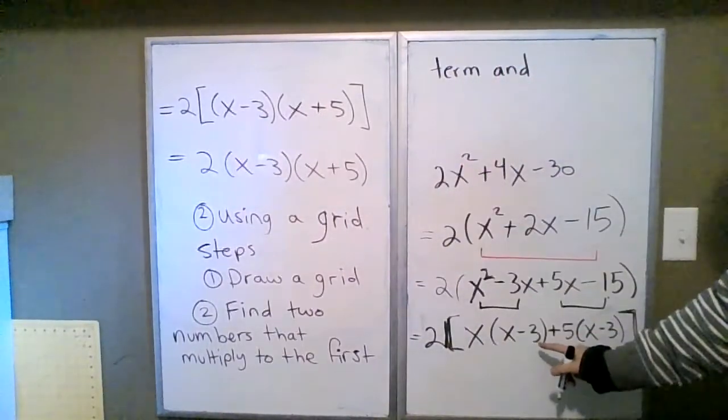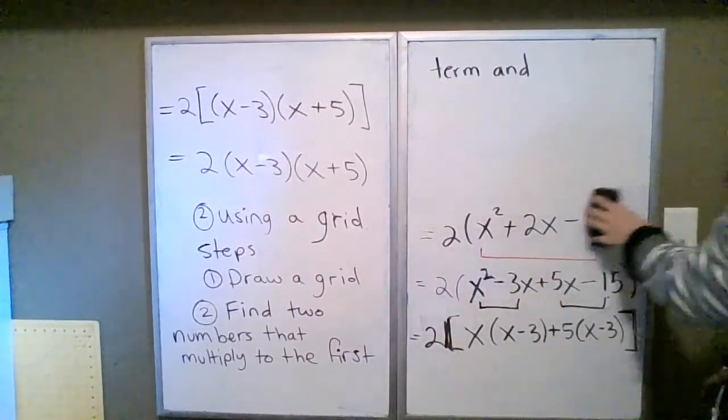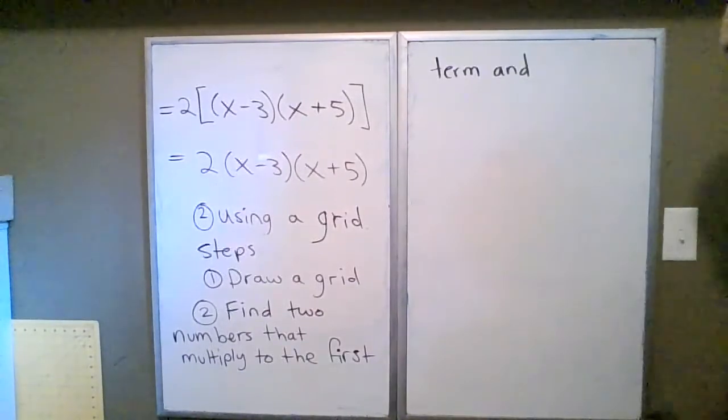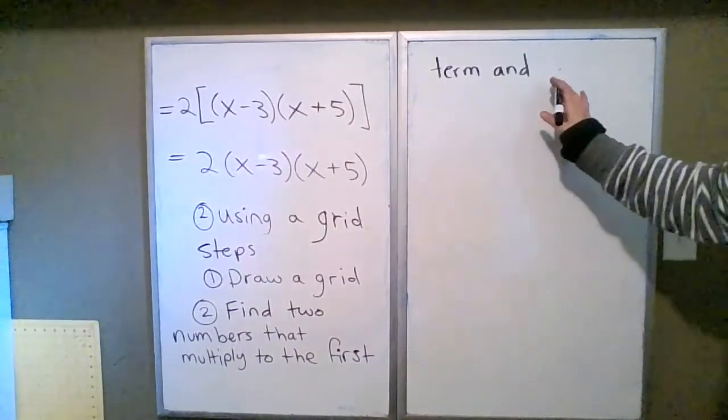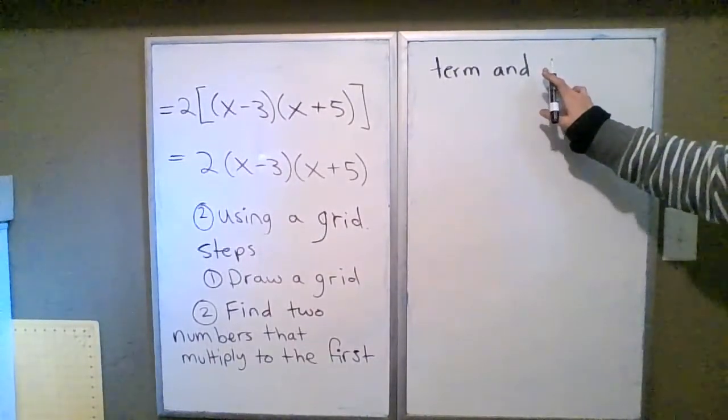I think the first example we'll do is this problem again, but using a grid instead of a diamond. Okay, 2 numbers that multiply to the first term and 2 numbers that multiply to the last term.